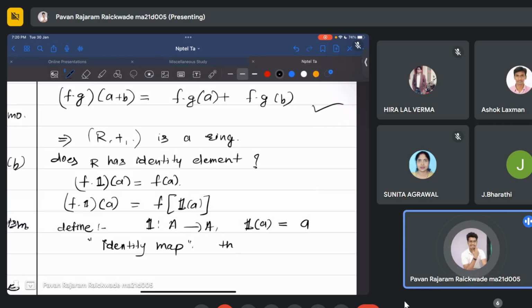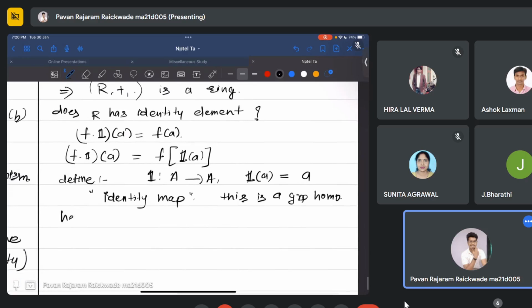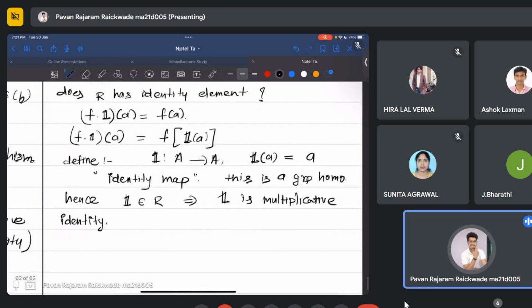And this is a group homomorphism. Hence, this identity map belongs to your ring R, which implies this identity map is the multiplicative identity. That's all. Then this implies R, plus, dot is a ring with unity.